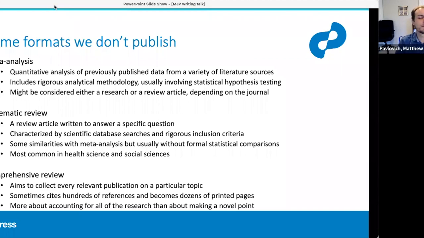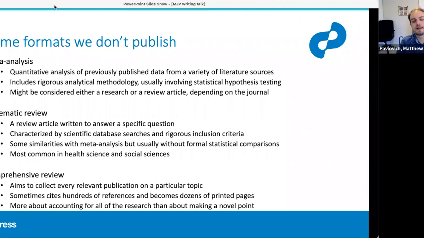Another format that's pretty common that we don't publish is called systematic review. So this is, if you're writing a review article, to answer a specific question. And when you see a systematic review, you're going to get these database searches, like we found all these articles in Web of Science, or Scopus, or PubMed, or whatever. And these are really characterized by rigorous inclusion criteria, so keyword searches and years of publication, and sometimes particular authors.